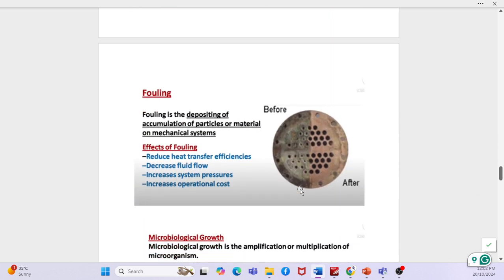Fouling is the deposit or accumulation of particles or material in mechanical systems. You can see before and after adding the chemical, there is a difference. The effects of fouling: it reduces heat transfer efficiency, decreases fluid flow because of blockages, increases system pressure, and increases operational cost because you have to operate more to reach the temperature.